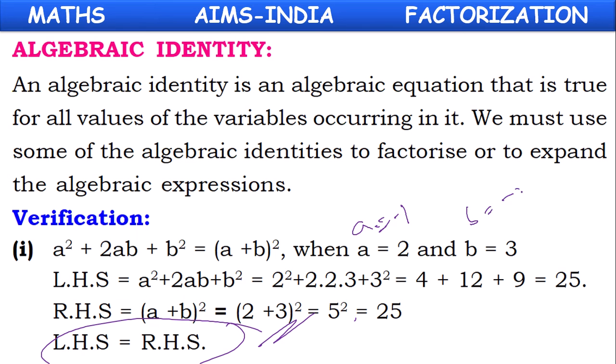Like that, we can take negative values also, a equal to minus 1, b equal to minus 2. Like that, we can cross check with all the values, and still it will become true. If it becomes true for all the values, then it is considered as an identity.